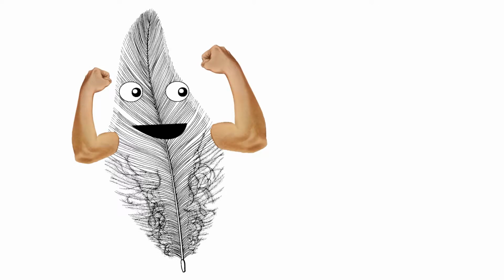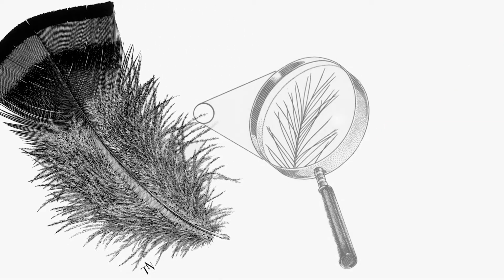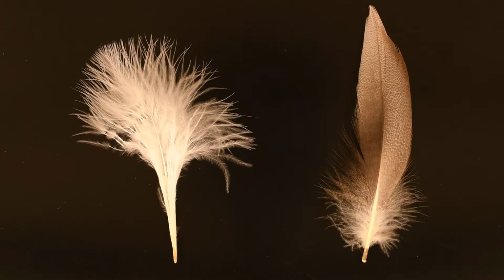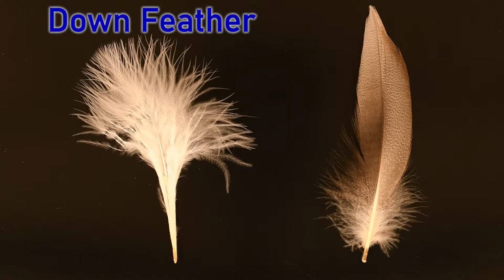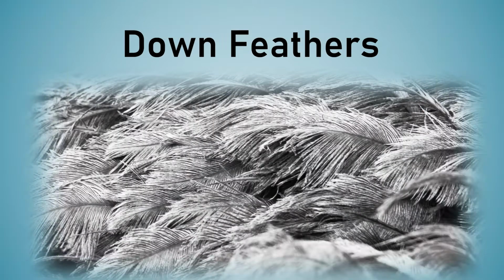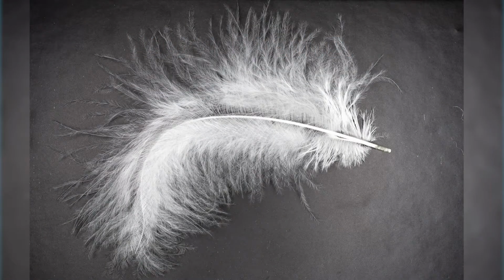Well, they are, and it comes down to very small structures that make up the feather. Feathers can be broken down into two main types, down and contour. Let's learn about down feathers first. We'll start by learning the names of some of the structures that make up the feather.